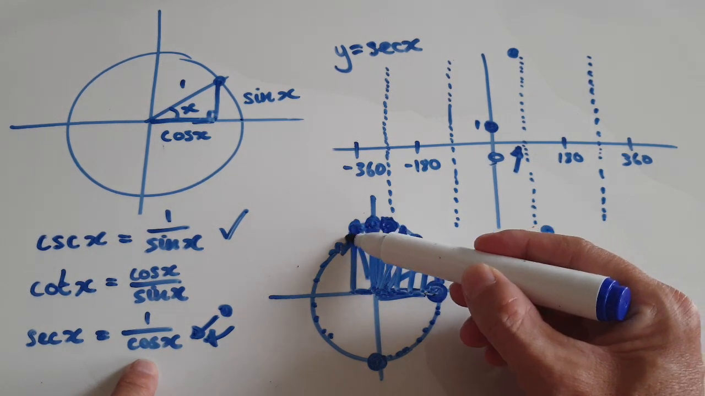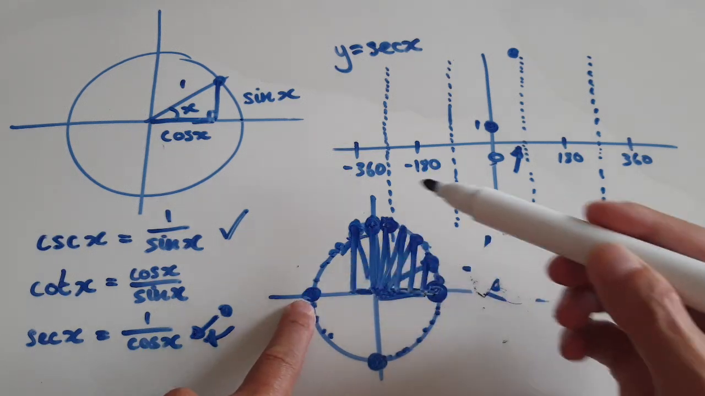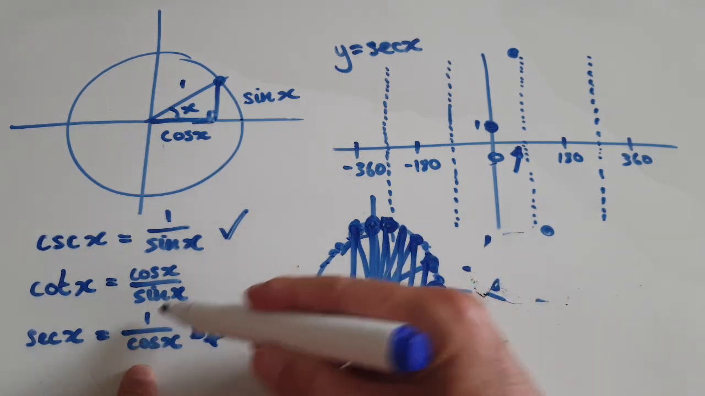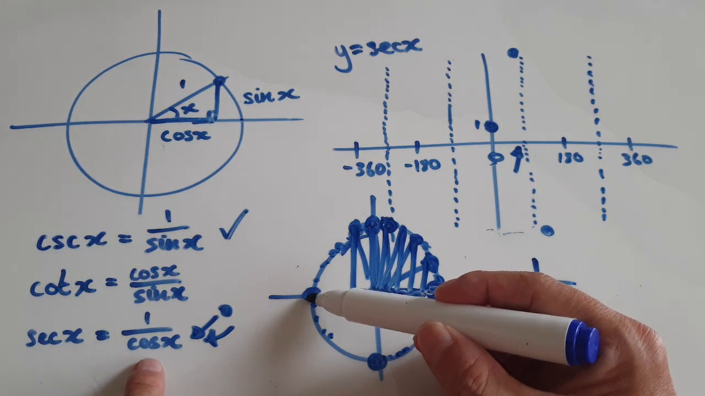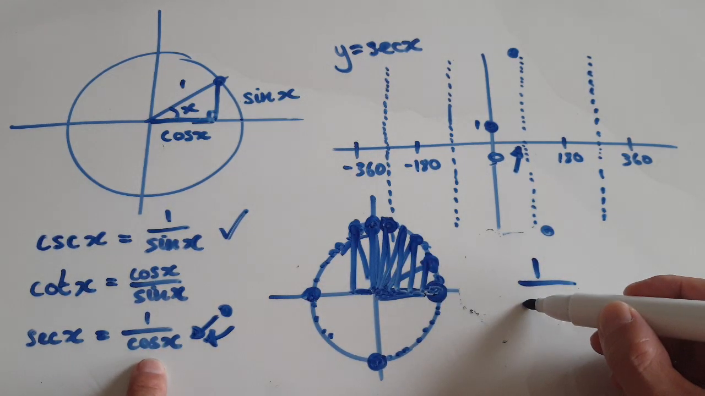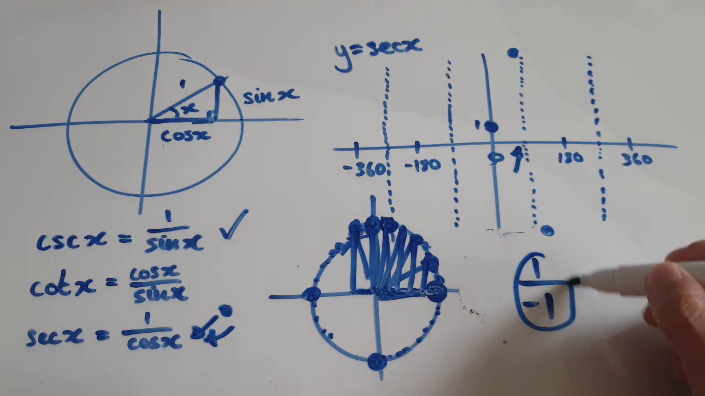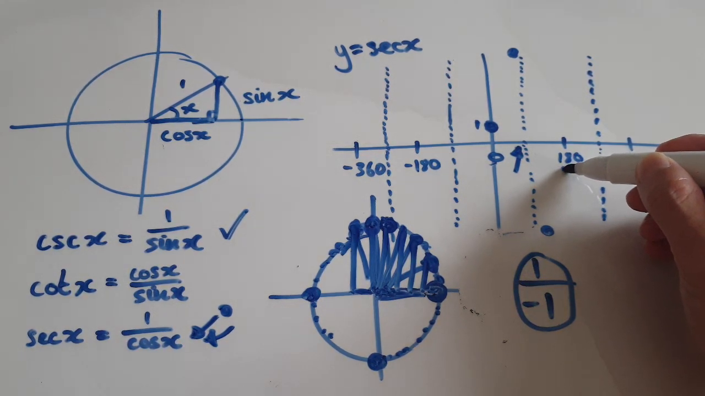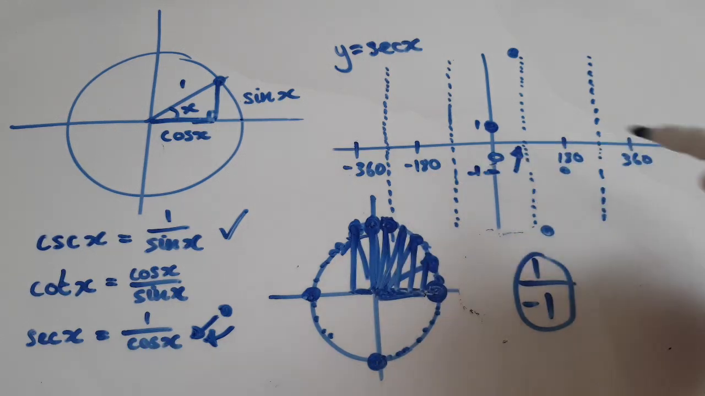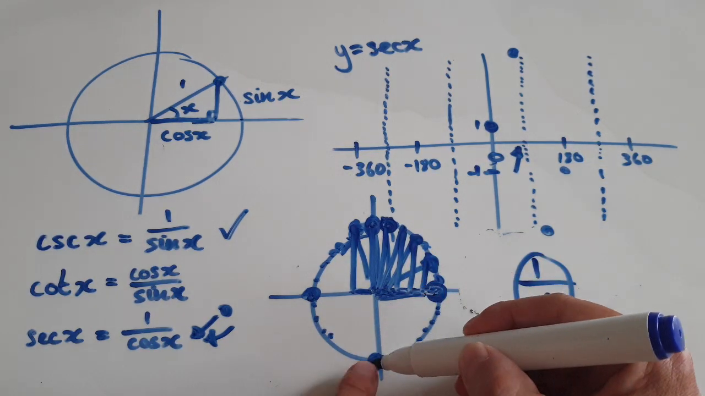Now let's look at what happens when it's at 180. So here you've got 1 divided by the width at 180. It would be negative 1. So this here would be negative 1 divided by negative 1, which is negative 1. So imagine this is negative 1. And then at 270 it breaks down.